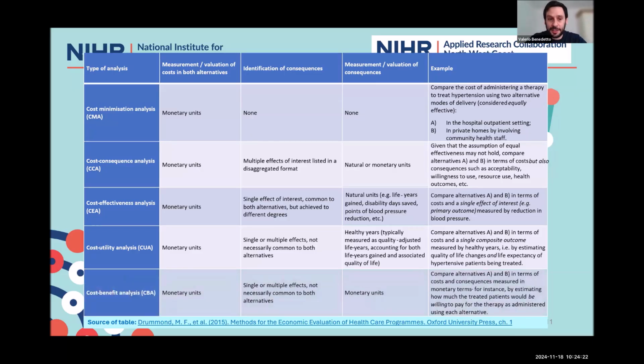The last type of economic evaluation is cost-benefit analysis, where not only are we trying to monetize cost, which is what we would expect to do, but also we're trying to monetize outcomes. For example, we can see in the last column that we're trying to measure consequences in monetary terms by estimating, for example, how much the treated patients would be willing to pay for the therapy. So whether they assign a specific monetary value to therapy A or to therapy B and so on.